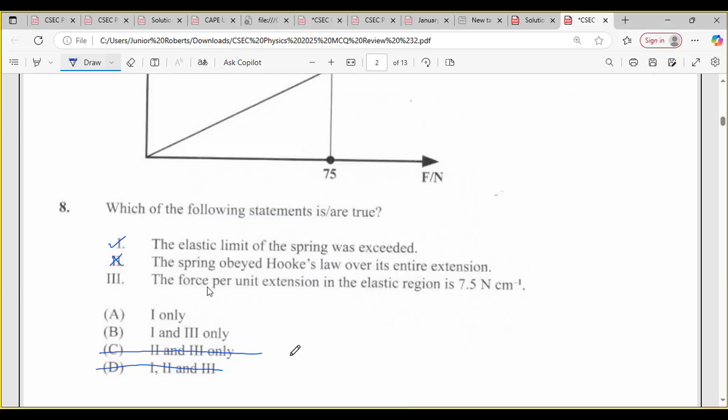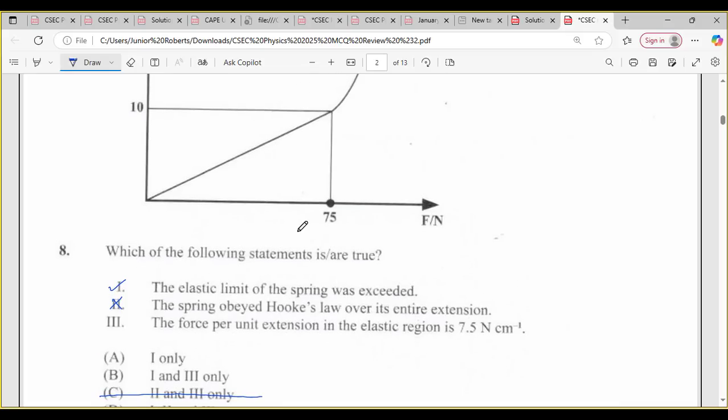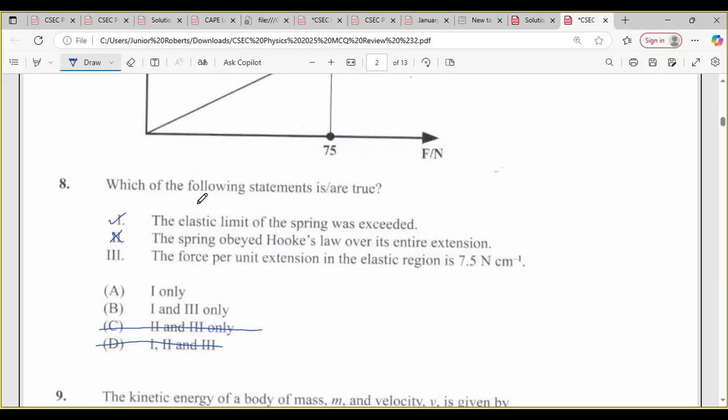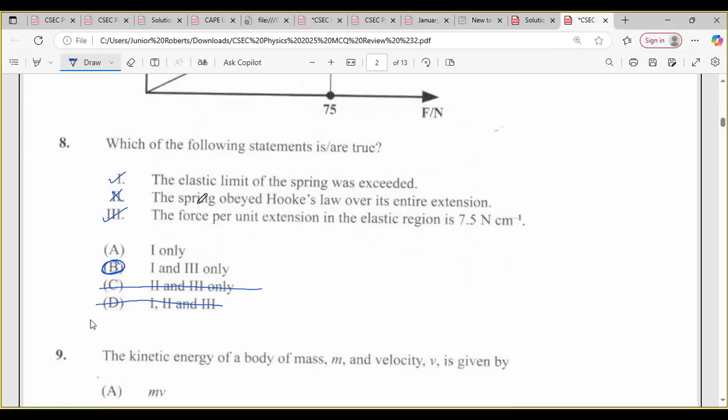So number 3 says that the force per unit extension in the elastic region is 7.5 newtons per centimeter. So if we divide the force of 75 newtons and the extension of 10 within the elastic region, we're going to get 7.5. So 3 is also true. So then it means that for number 8 we have to go with B.